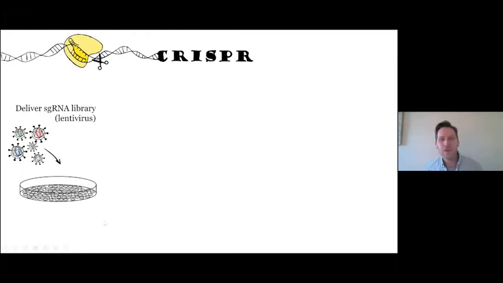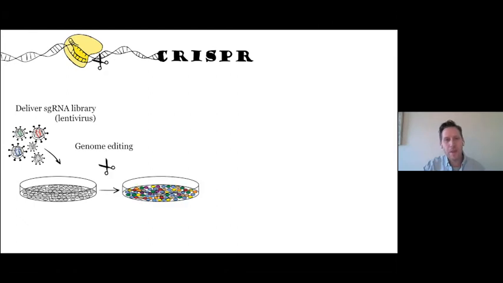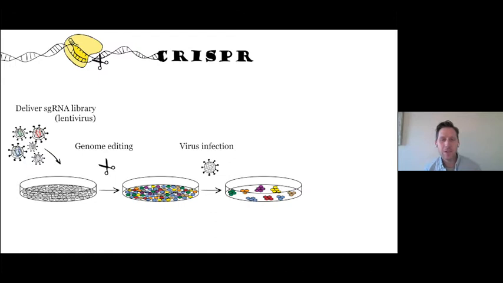We use the full genome library so that every gene in the genome, about 20,000 genes, are targeted by 4 different unique guides. And then over the course of about 10 to 14 days, we select and expand these cells. And what we're left with is a very heterogeneous population of cells where every cell should contain a different gene knockout. We then apply the challenge. In this case, it's a coronavirus infection.